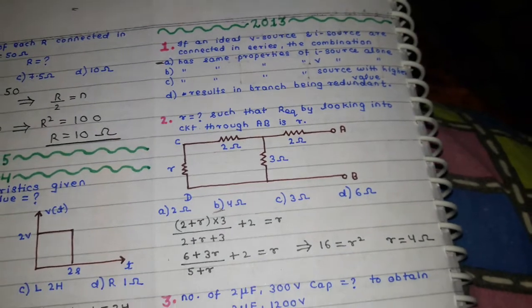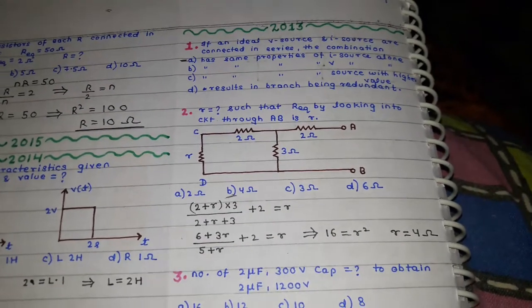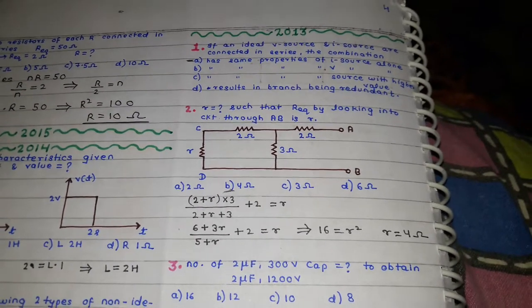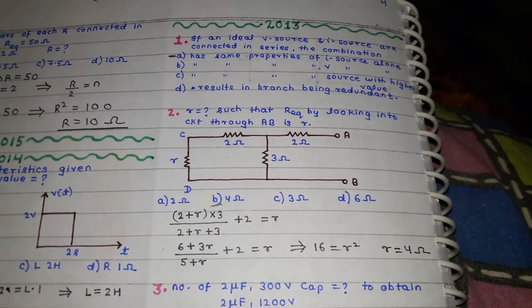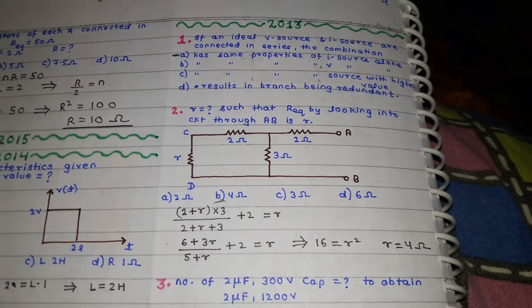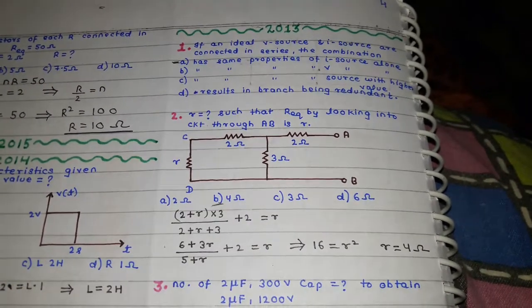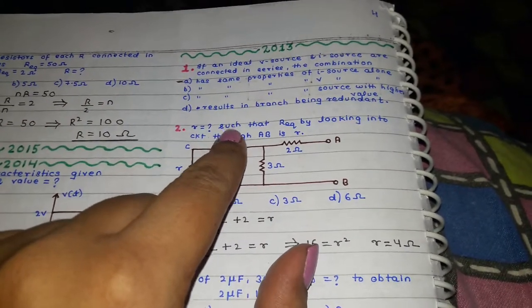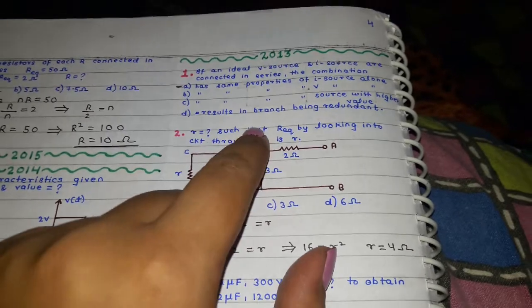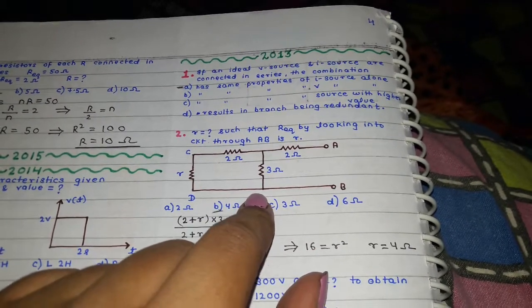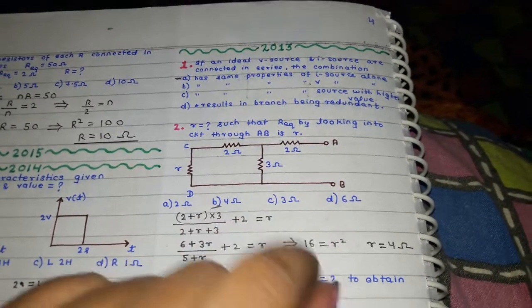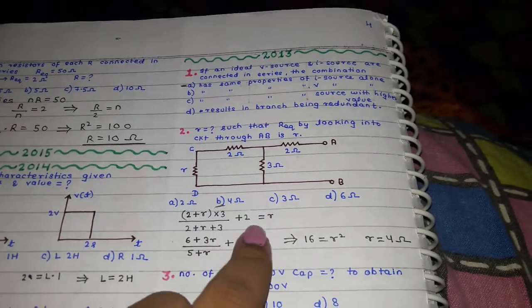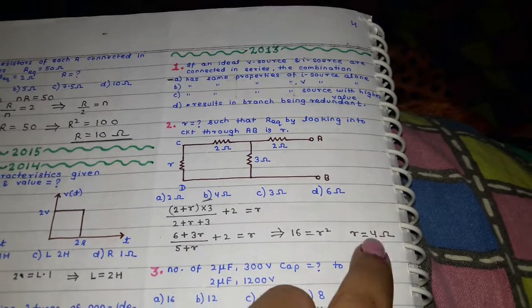The next question that we are having is, this is your circuit given to you and you have an unknown resistance R. You have to find out the value of resistance R such that the equivalent resistance between A and B is R itself. As you know, these two resistances are in series. So when you find the equivalent, it will be in parallel to this 3 ohm, and the equivalent further would be in series to this 2 ohm. So the equivalent of this entire circuit will be equal to R. On solving, we get this equation and the answer is 4 ohm.